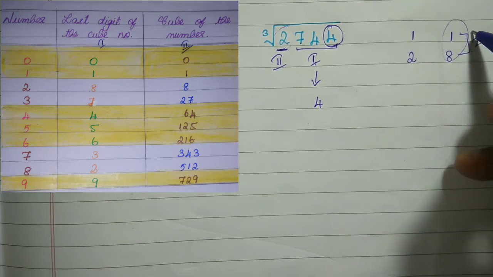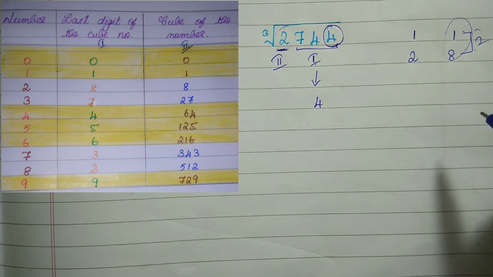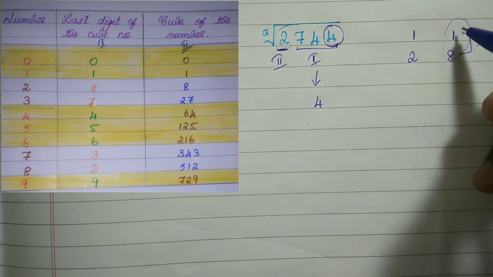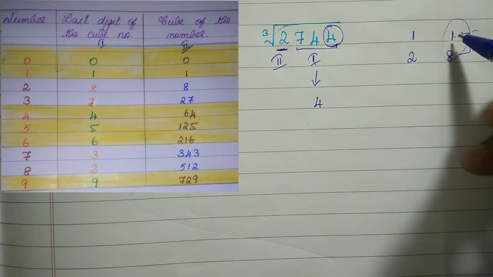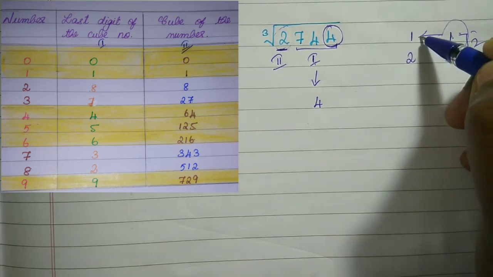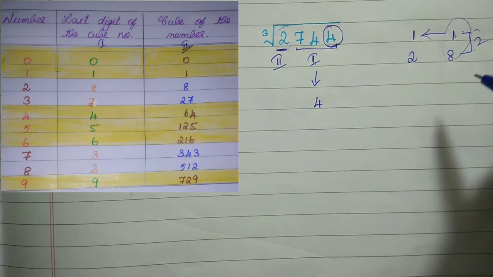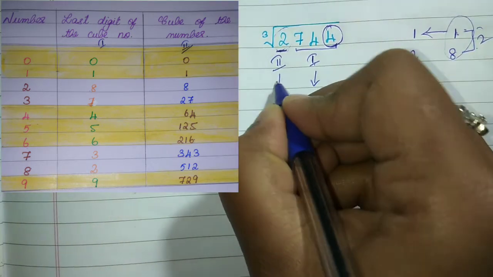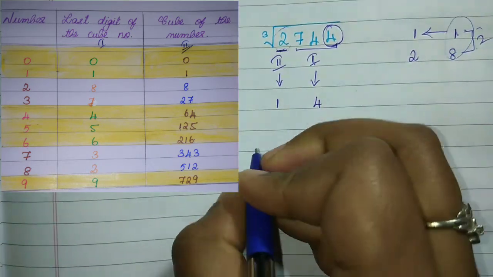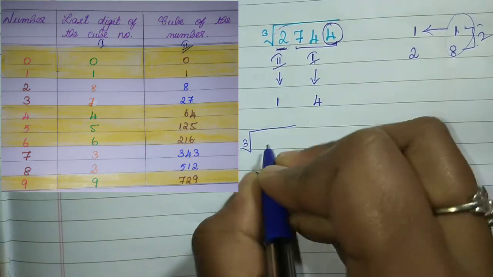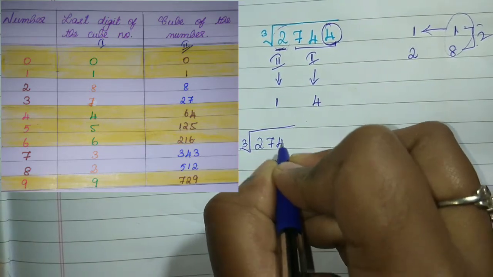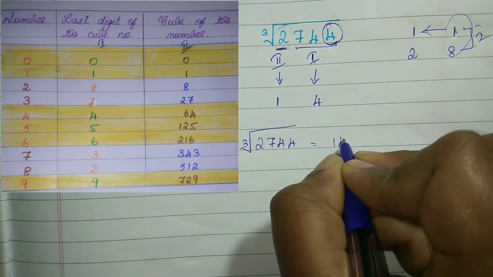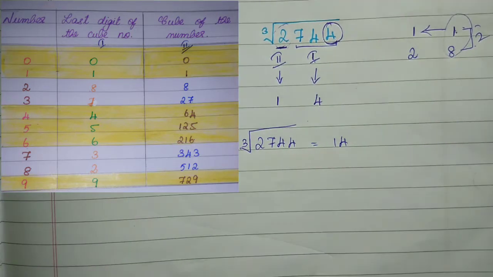We will take any one of these two numbers. Which number will we take? We will take the lesser number, since 2 is greater than 1 but less than 8, so we take 1, not 8. So the cube root of 2744 is 14. If you want, you can check with your calculator also.